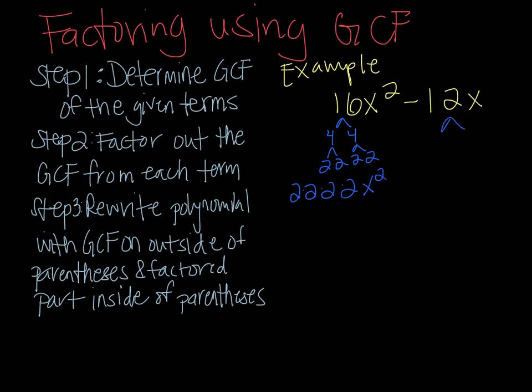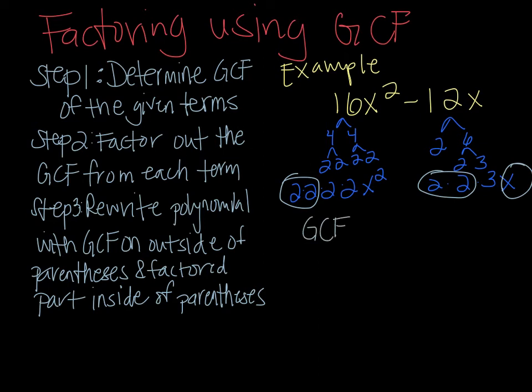And here for 12, 2 times 6 or 3 times 4, whatever you prefer. 6 is 2 times 3, so here we have 2 times 2 times 3x. Remember, we're going to go back and circle what they have in common. There are 2 2's here, as well as here, and then the variable with the lowest exponent, which would be this x. So let's go back, and we have a GCF of 2 times 2x, which is actually equal to 4x. I'm going to rewrite this with the problem.